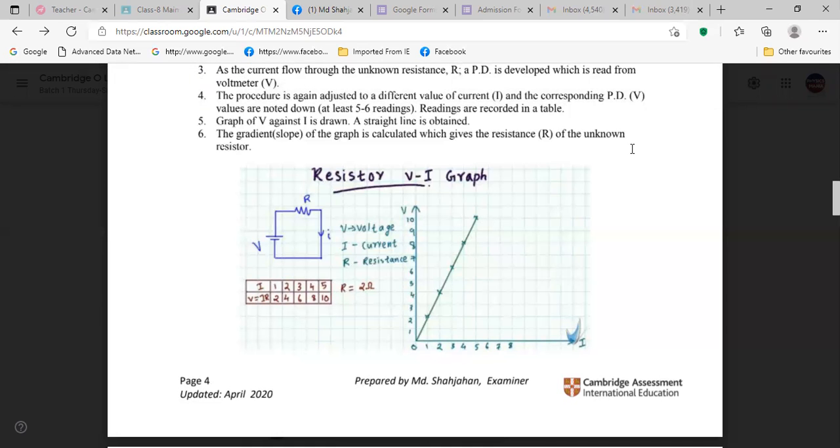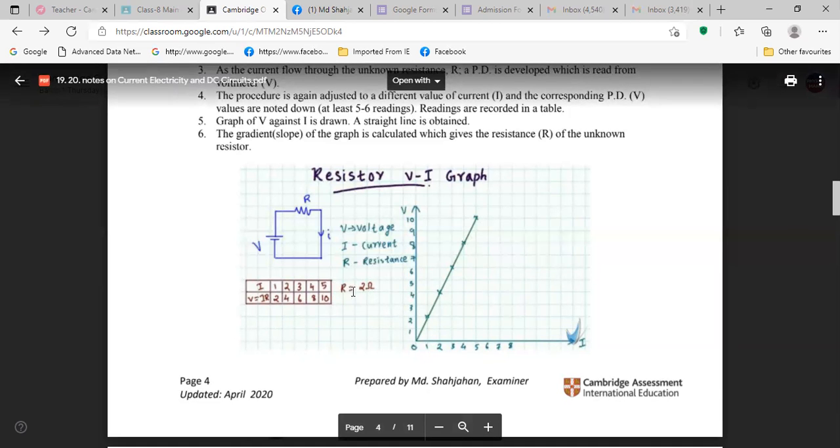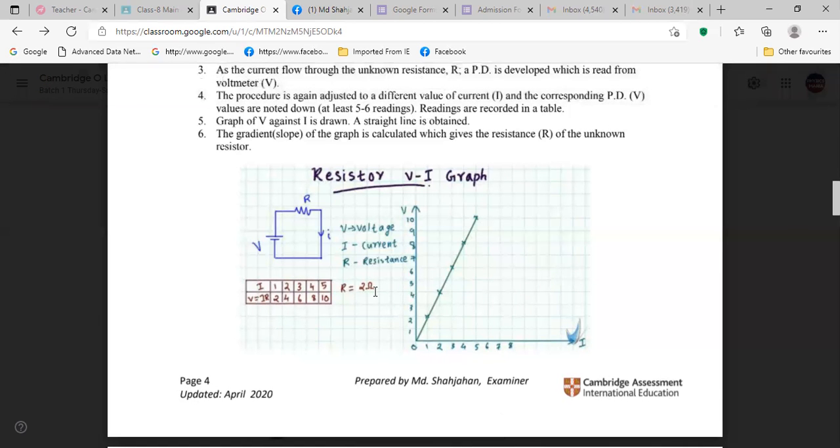So V by I is the gradient. Then V by I comes to 2 ohms for all the readings. So V by I is giving us the resistance. Thus, using this experiment, we understand two things. That is, voltage is directly proportional to the current, right?